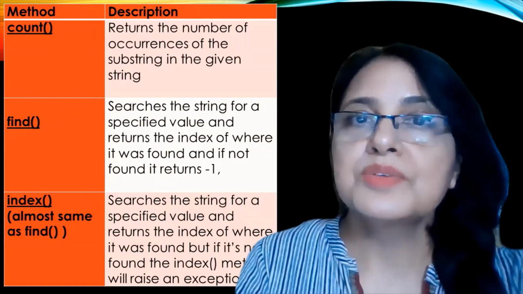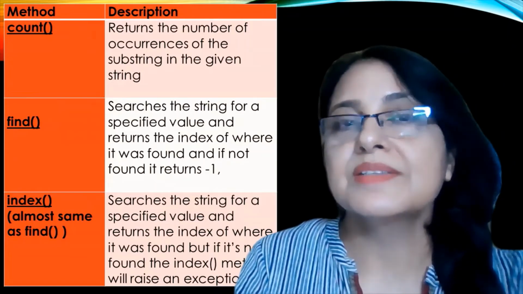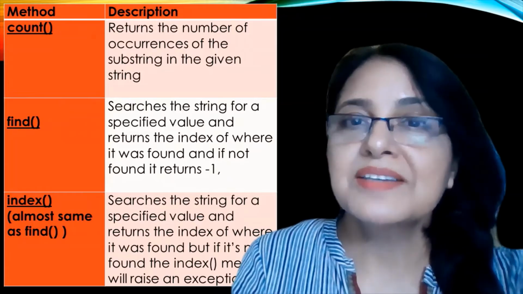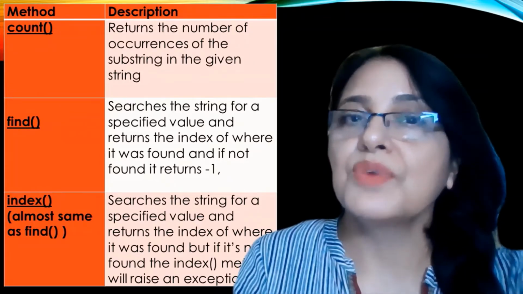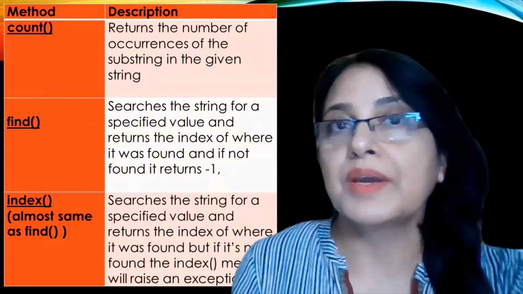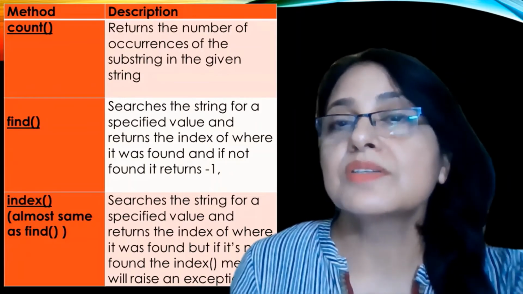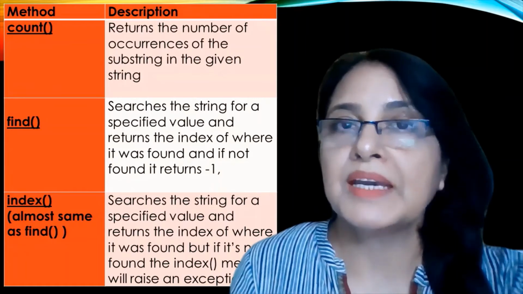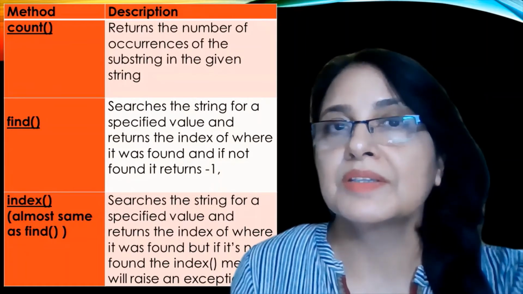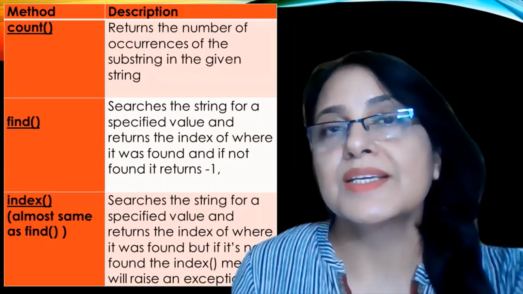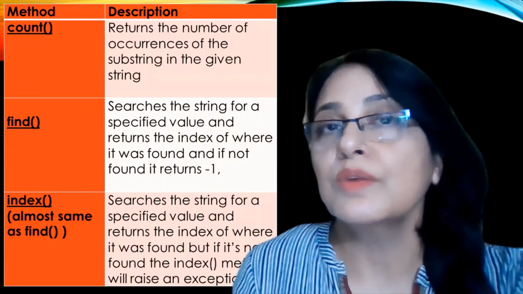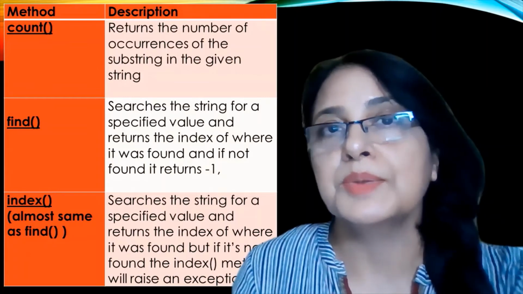The method count returns the number of occurrences of the substring in the given string. The find method searches the string for a specified value and returns the index of where it was found. Now, if it is not found, it returns -1. The same thing is done by the index method. The only difference is that index will raise an exception in case it does not find the specified value.